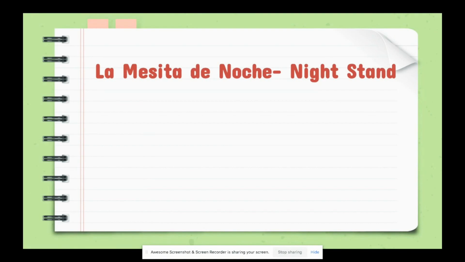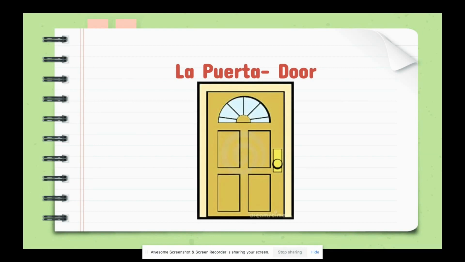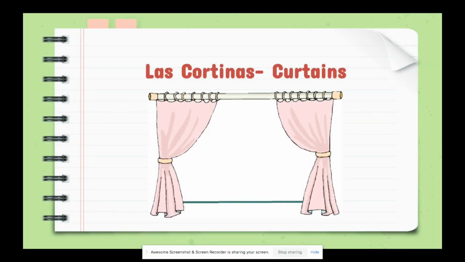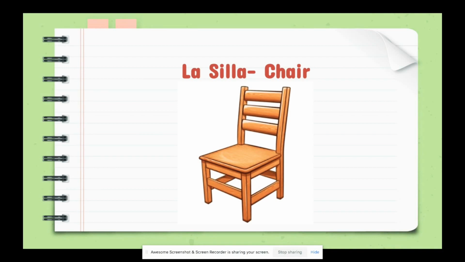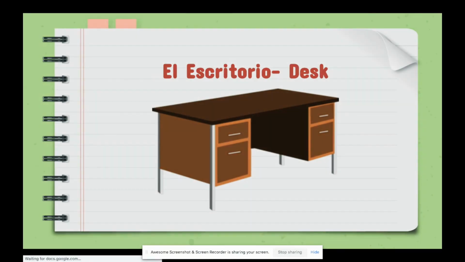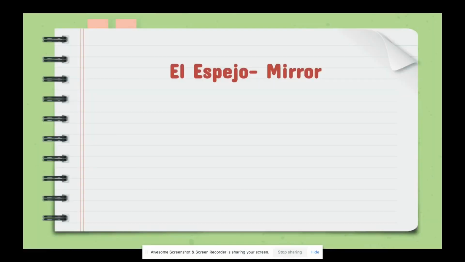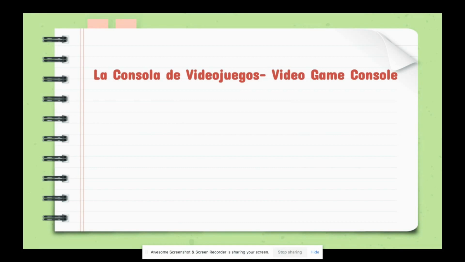La mesita de noche es nightstand. La puerta es door. La ventana es window. Las cortinas es curtains. La silla es chair. El escritorio es desk. El estante es bookshelf. El espejo es mirror. Y finalmente, la consola de videojuegos es video game console.